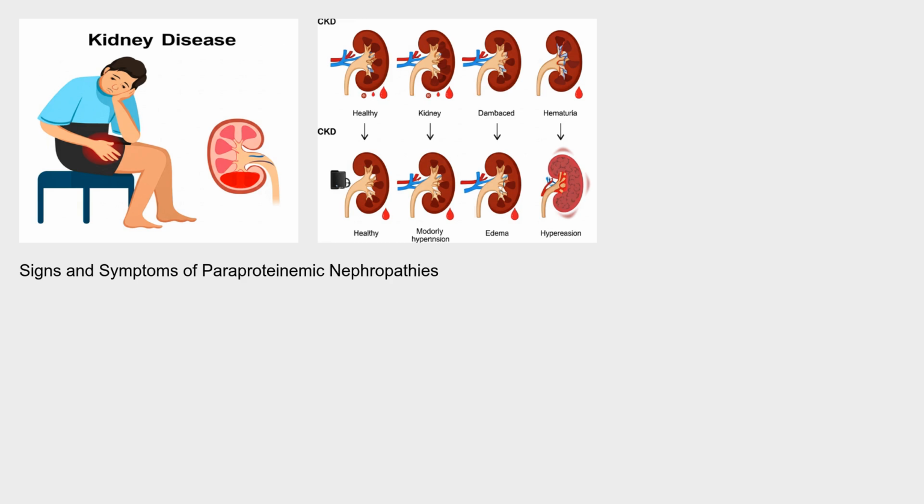The signs and symptoms of paraproteinemic nephropathies can be quite diverse, depending on the type and severity of kidney damage. Common symptoms include proteinuria, which is the presence of protein in the urine, hematuria or blood in the urine, and edema or swelling, especially in the legs and ankles. Patients may also experience fatigue, high blood pressure, and a gradual decline in kidney function, potentially leading to kidney failure. It's important to note that some individuals might be asymptomatic in the early stages, making early detection challenging.